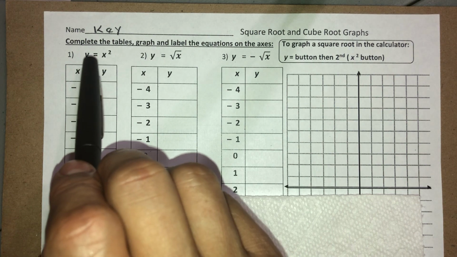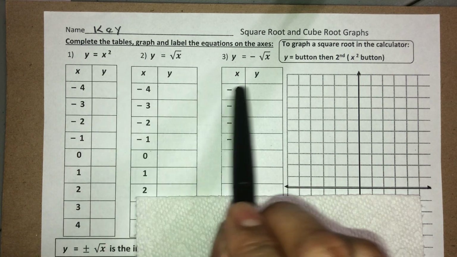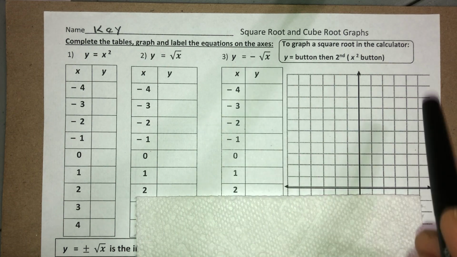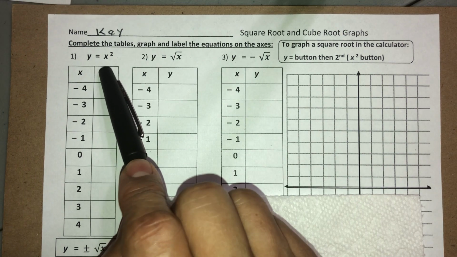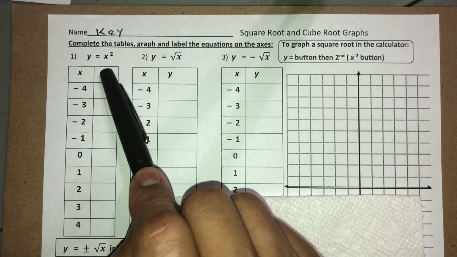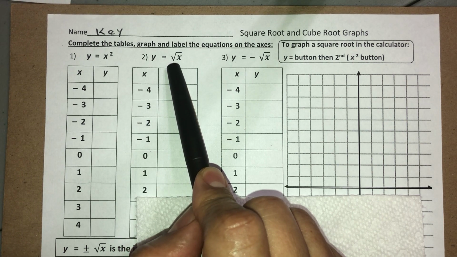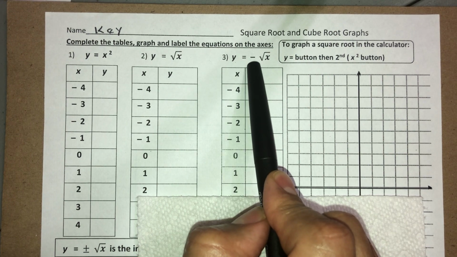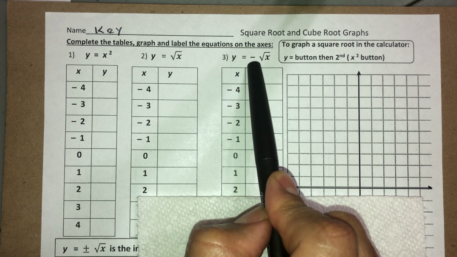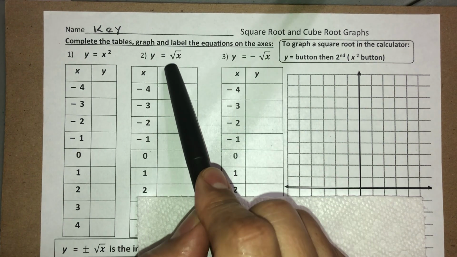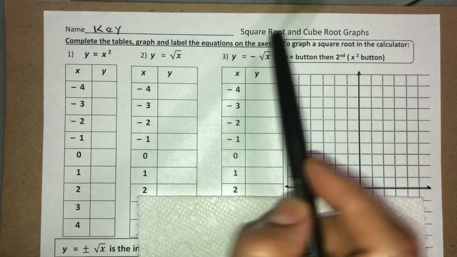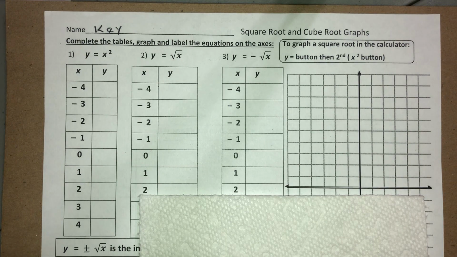So let's begin. I ask you to complete the tables, to graph, and label each equation on the axis. We have 3 functions here. We have the parabola, which everybody is familiar with. We have the positive root of a square root function, and we have the negative root of the square root function, okay? Remember that the square root has 2 roots, a positive root and a negative root, all right? So I'm giving you the values of x already. So we have to find the values of y. How are we going to find them? On the calculator. Everybody knows how to do that, all right?